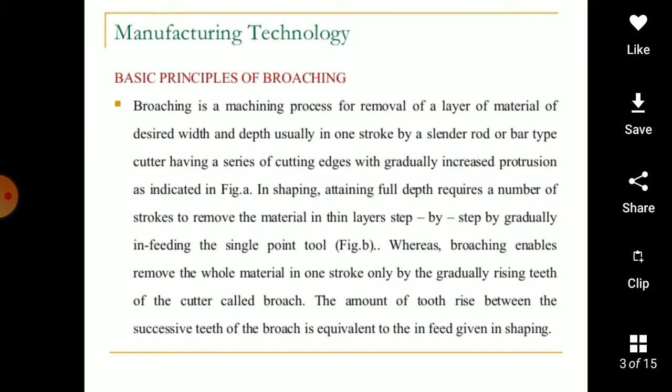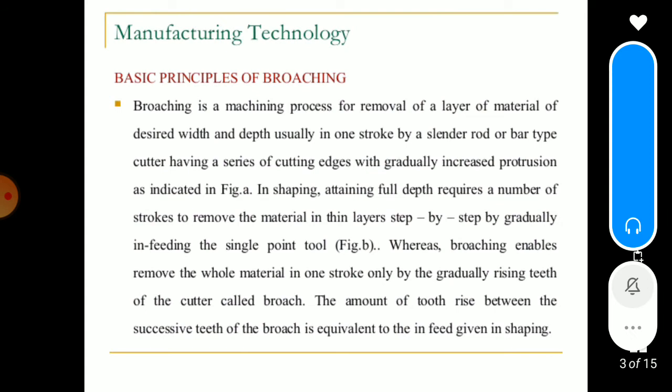In shaping, attaining full depth requires a number of strokes to remove the material in thin layers, step by step, by gradually infeeding the single point tool, whereas broaching enables removal of the whole material in one stroke only, by the gradually rising teeth of the cutter called a broach. The amount of tooth rise between the successive teeth of the broach is equivalent to the feed in the given shaping.